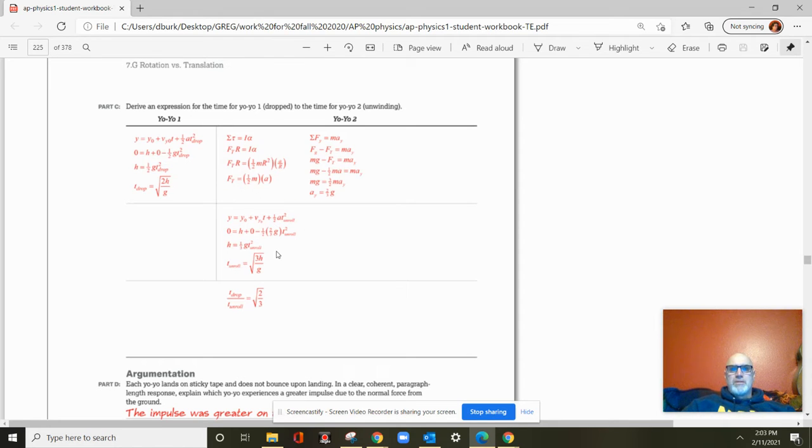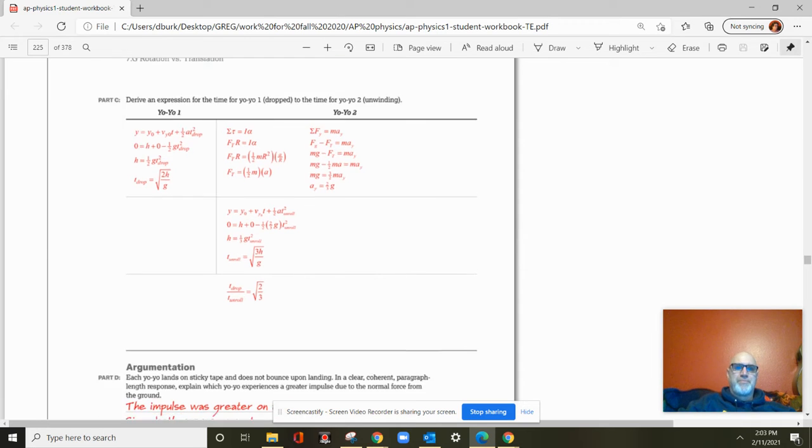So now for the time to unroll, we go through this process, and we can see that substituting in 2/3 g for acceleration gives us the time to unroll of the square root of 3h over g instead of 2h over g. So that time is going to definitely be bigger, right? The square root of 3h is bigger than the square root of 2h.